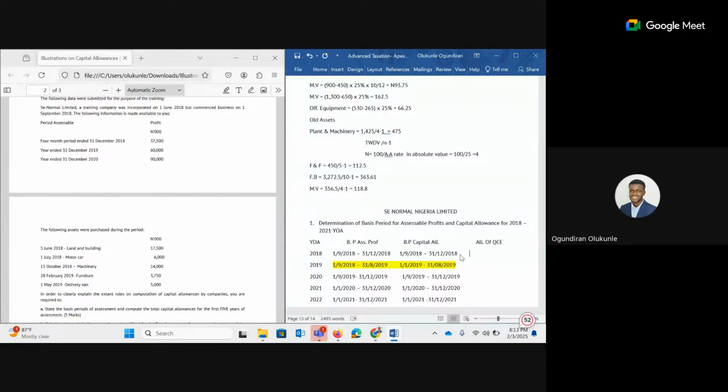So let's now move on a little bit further. We want to allocate QC, and we said QC are allocated based on the basis period for capital allowance. And we said assets purchased before the date of commencement are deemed to be purchased on the day of commencement. Do you remember that? So land and building was purchased before the date of commencement, so therefore automatically it falls in the first year.